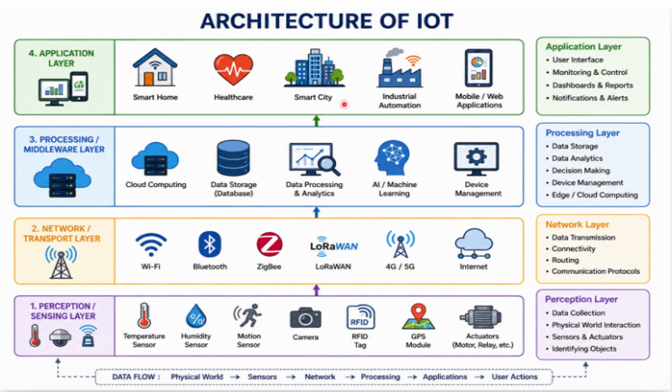Now the diagram for the architecture of the IoT layers. The first one is the sensing layer. Here sensors are used. Next is the transport layer, where data is transferred to the next layer. Then processing, where processing, storing, and managing occur. Then the application layer, where we use our IoT device.